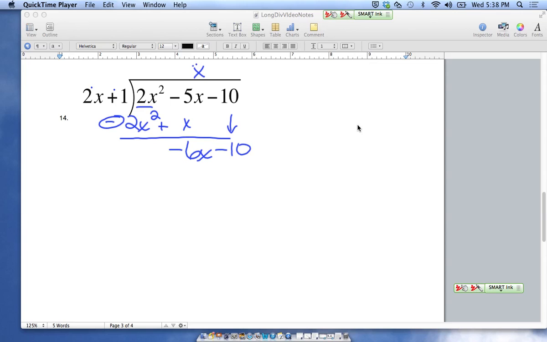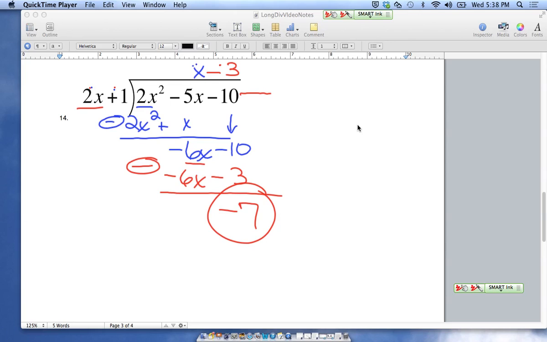And now I'm comparing 2x to negative 6x. The missing factor is negative 3. So the next term in my quotient is negative 3. And then the process starts again. Negative 3 times positive 2x is negative 6x, and negative 3 times positive 1 is negative 3. And I'm taking the opposite of this because the whole goal in this step is to eliminate 6x. And I have successfully done that, and I have negative 10 minus negative 3, leaving me with negative 7. There are no terms left in my dividend, so negative 7 is my remainder.